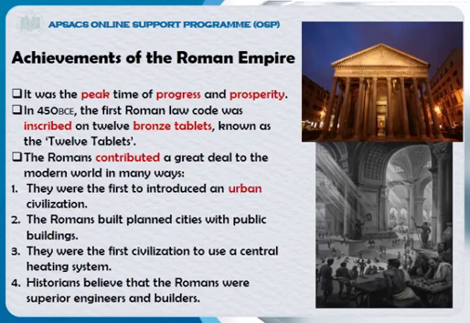As they were known to be good engineers, they built aqueducts in 312 BCE. These aqueducts were used to transport water to urban areas. Some of these aqueducts transported water up to a distance of 60 miles from their source.